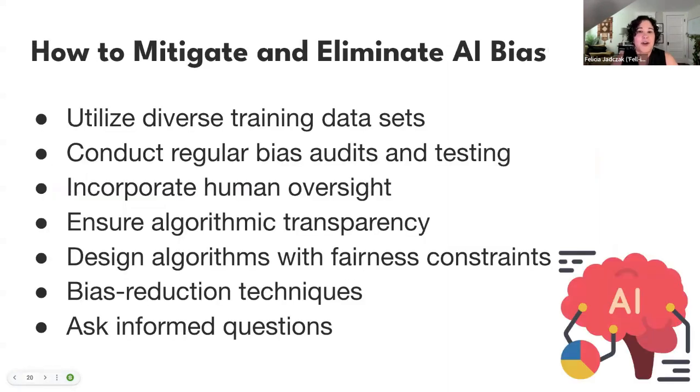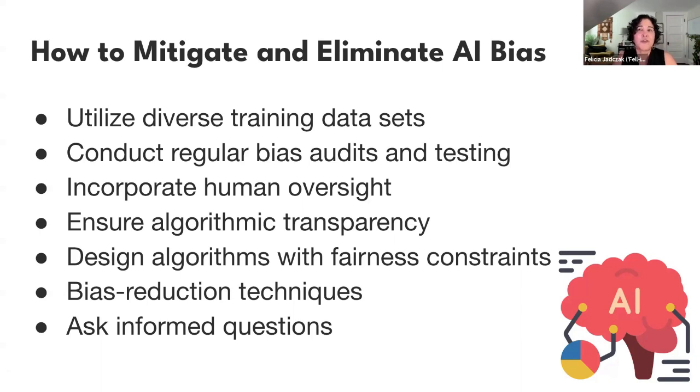Here's a couple other thoughts around how we could mitigate and hopefully or potentially eliminate AI bias. So, making sure that we have diverse training data sets. We need to have representative and diverse data sets. This means including data from various demographic groups, different socioeconomic backgrounds, and different geographies so that there's a really balanced representation. We should be doing regular bias audits and testing the systems for bias so we can help identify and address any issues before they may cause harm.